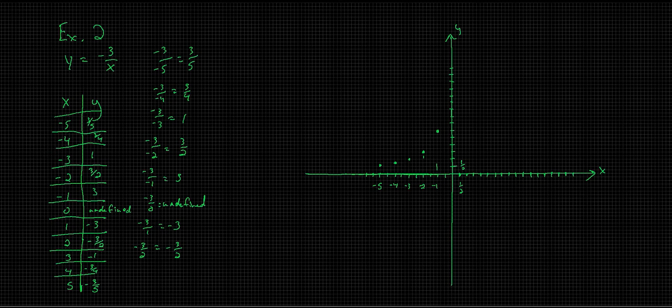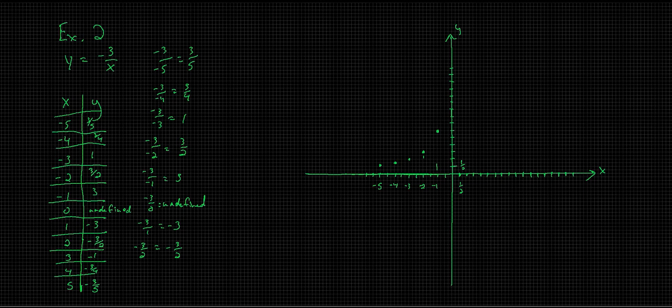What we'll learn later on when we study functions in greater detail, later on with rational functions like this, when we have an undefined value in the denominator, there's going to be a vertical, imaginary, or invisible line that the curve will never touch.